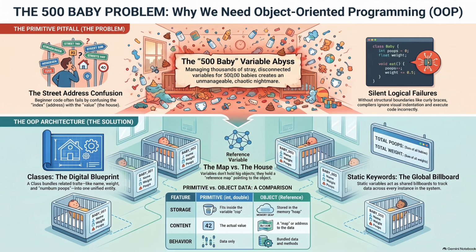Precisely. If you want to change the baby's data, you have to follow the reference map. And this leads to an even wilder realization. Uh-huh. What happens if you write baby1 = baby2?